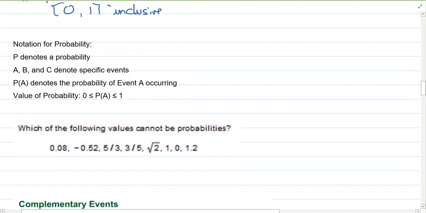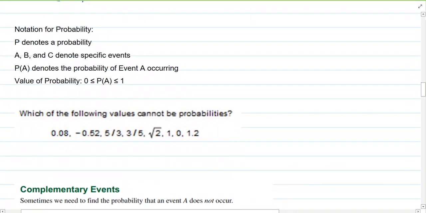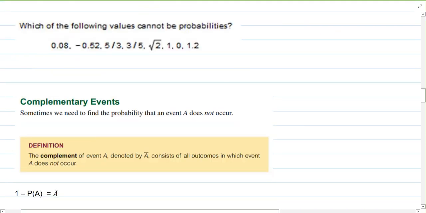All right. So now what we want to do is the notations of probability. A capital P denotes probability, and a description implies probability. ABC denotes specific events. So I can have the probability of A or the probability of B, and those reflect the samples of what we're going to be doing. The P of A denotes the probability of event A occurring. The value of probability is between 0 and 1 inclusive. So now remember this part right here. We're talking about a decimal between 0 and 1 inclusive, nothing larger.